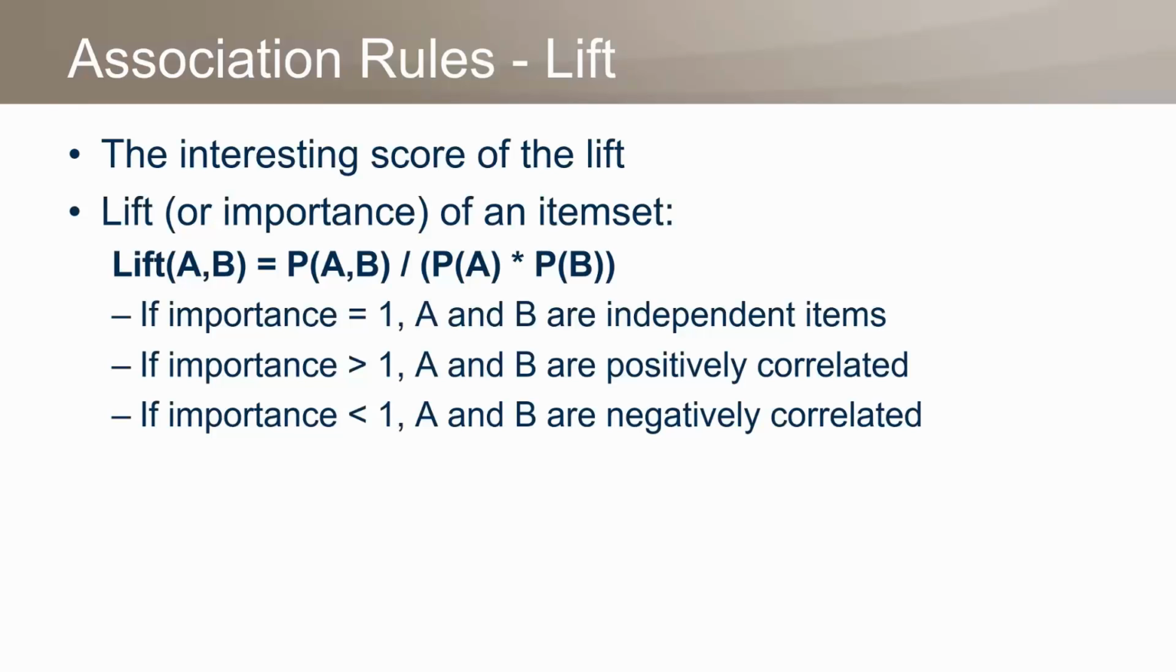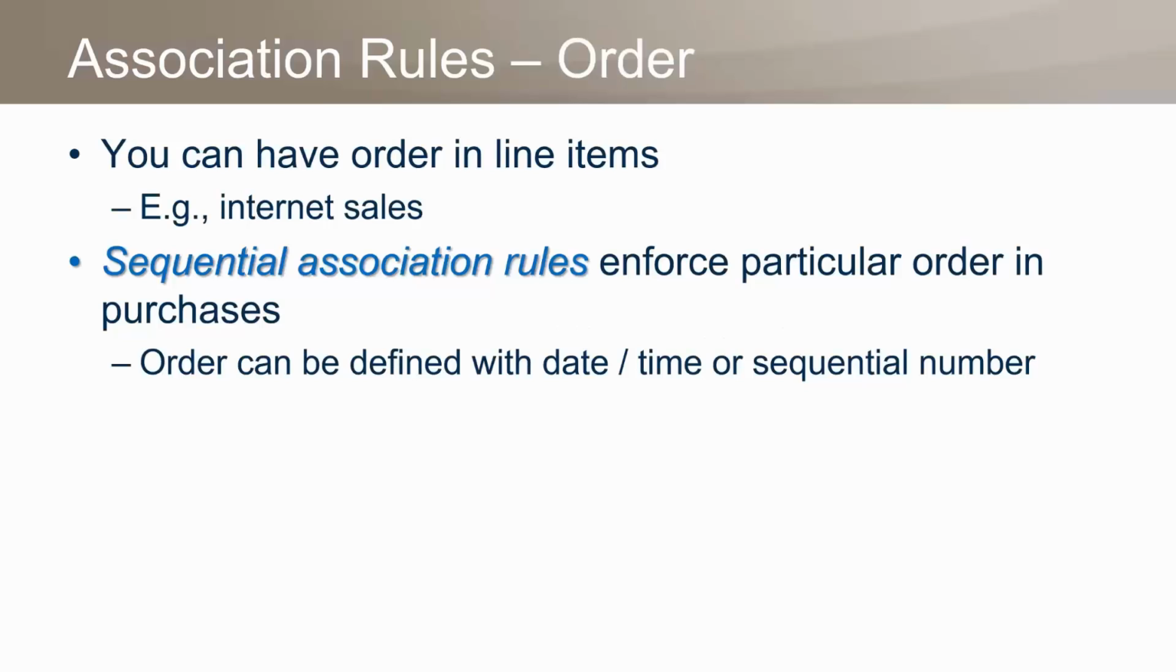So there is a third important measure. We have support, confidence, and lift, but we should also check other things. Maybe some product is always alone and so on. And finally, we can also define order. Sometimes order is not defined.